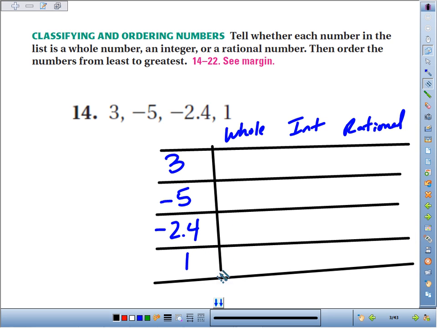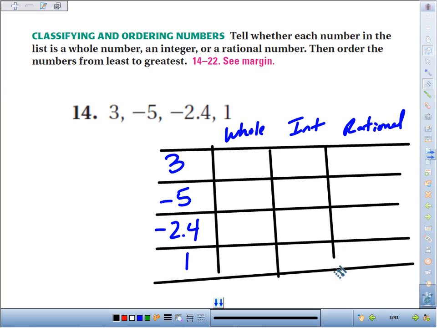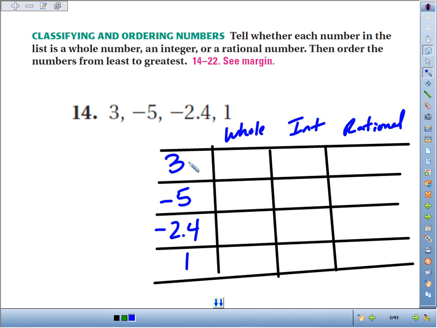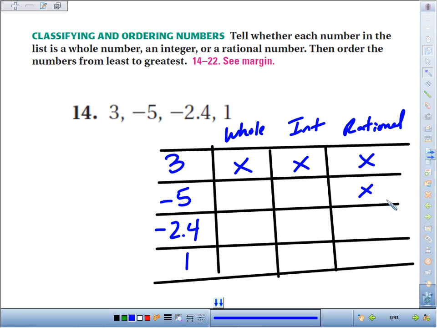So if we take a look here and we classify, we've got 3. It is rational. We could write it as a fraction, 3 over 1. It is an integer. It's a counting line number. And since it's positive, it's also whole. -5, I could write as a fraction, -5 over 1, so it's rational. It's also an integer, but it's not whole because it's negative.